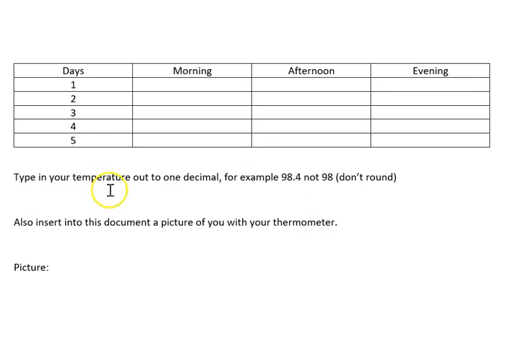It also tells you to type in the temperature out to 1 decimal point. Put 98.4, don't round it down to 98. If it's 98.8, don't round it up to 99. We need those decimal points. The other thing you're going to do, so that I make sure you actually somewhat completed this, is take a selfie of yourself holding your thermometer, and then insert that picture into this form. And then you're going to submit that form.